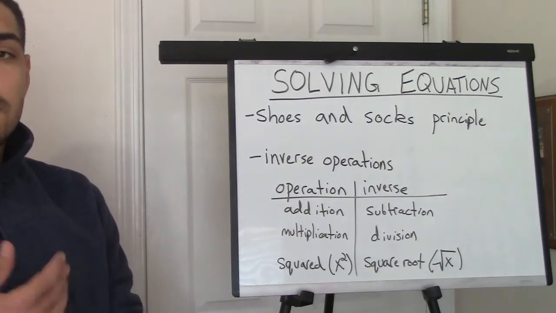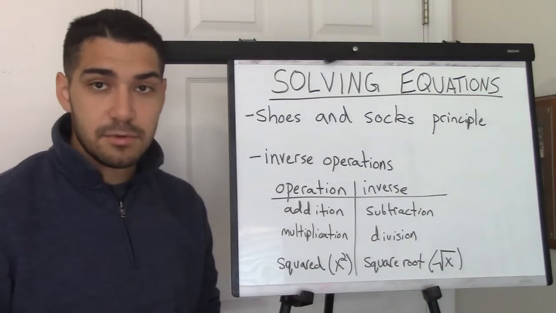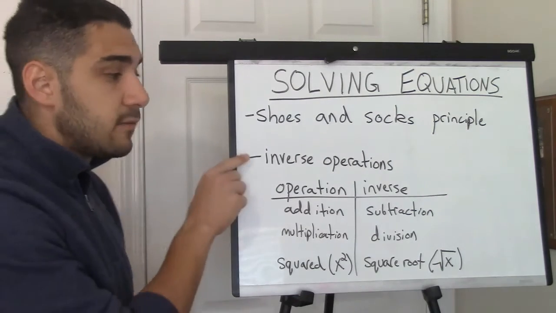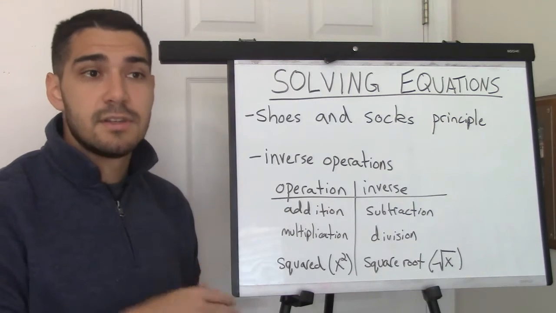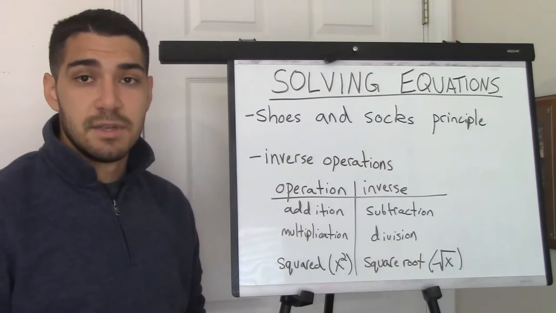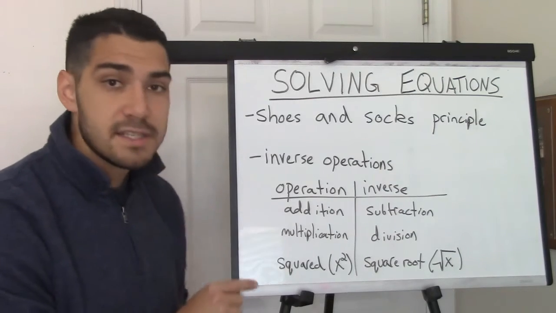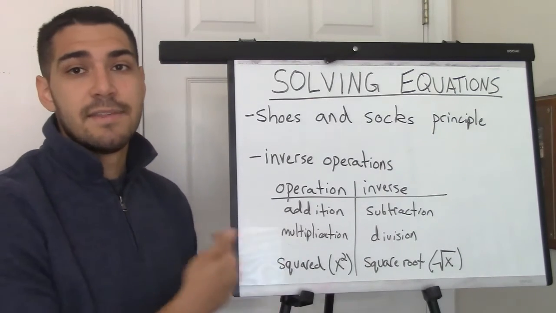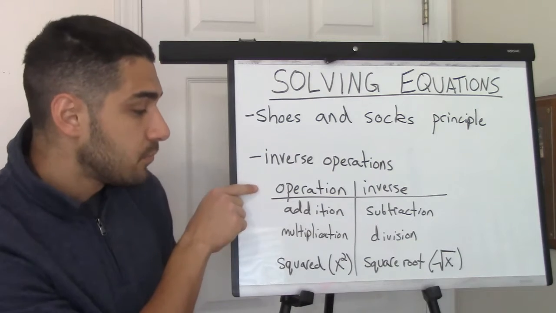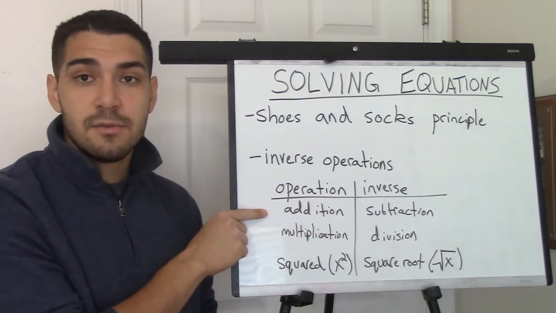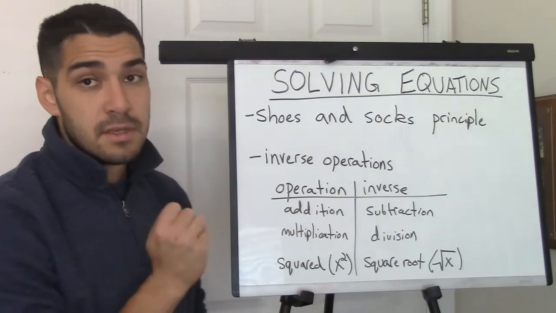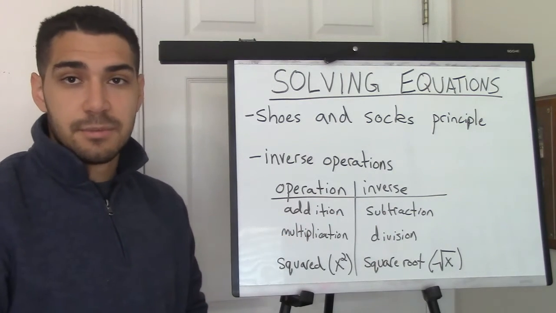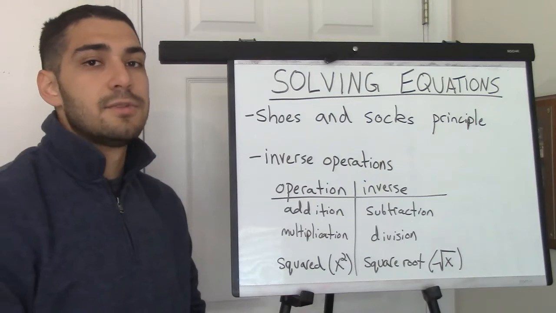Now, to undo something that's being done to a variable in math, we use what's called inverse operations. So inverse operations is what can be used to undo something that is being done. Here's a list of the inverse operations, and they go both ways. If we have the operation of addition, we have something being added. The inverse of that is subtraction. So if something's being added to our variable, to undo that, we have to subtract it.